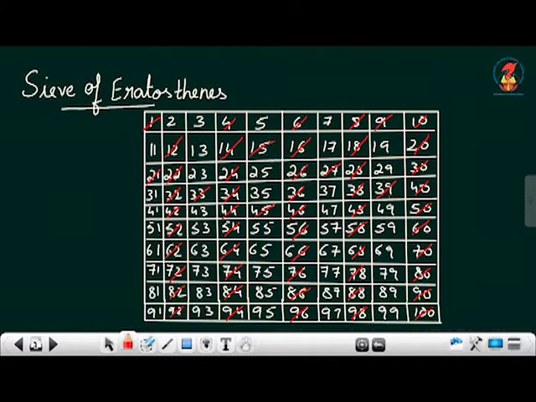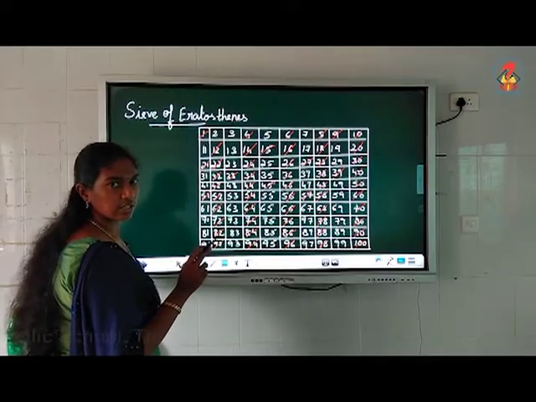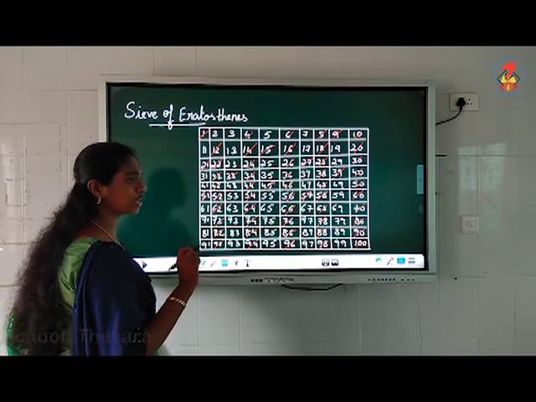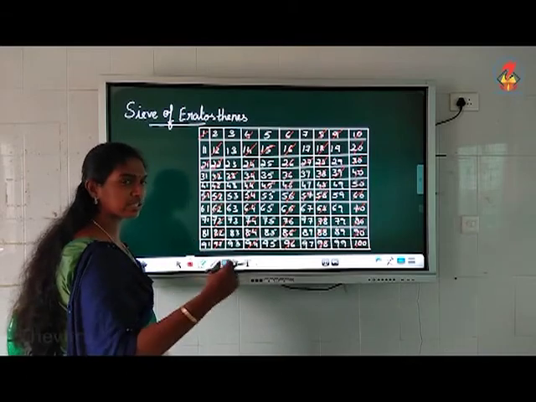3 16s are 48. Okay. 3 17s are 51. 3 18s are 54. 3 19s are 57. 3 20s are 60. Okay. All these are multiples of 3. No problem, children. Even if you don't know everything, you can just count 3, 3 each.